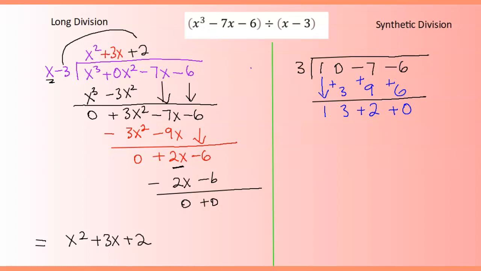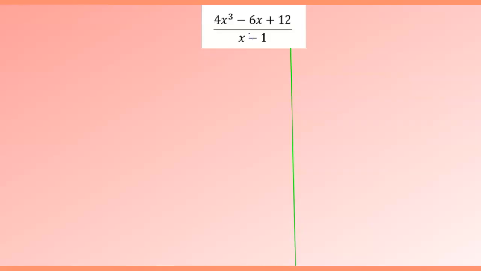It was a cubic, so it has to be reduced by 1, so that means we are getting 1x squared plus 3x plus 2, which is the same as x squared plus 3x plus 2. Let's look at our last example where we are going to see a remainder and how we're supposed to write it. So here we write our x minus 1.